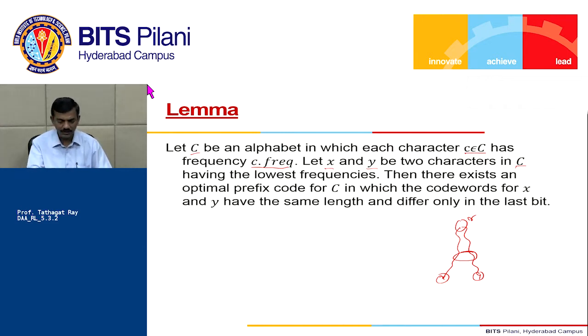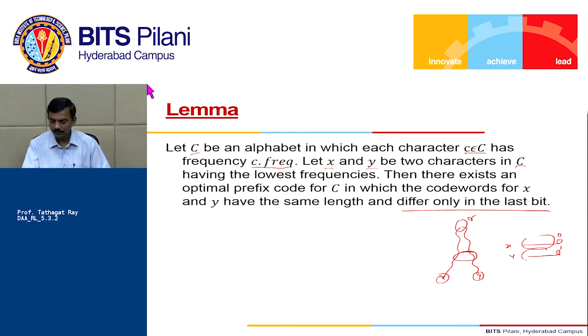So what it is saying is there must exist an optimal prefix code for C in which the code words for X and Y have the same length and differ only in the last bit. Remember the way we are doing it, always the left child is getting the bit 0 and the right child is getting bit 1. So X will have the same length as Y, only thing they will differ in this last bit. If this one is 0, then the other is 1, and vice versa. If that is 1, this is 0.